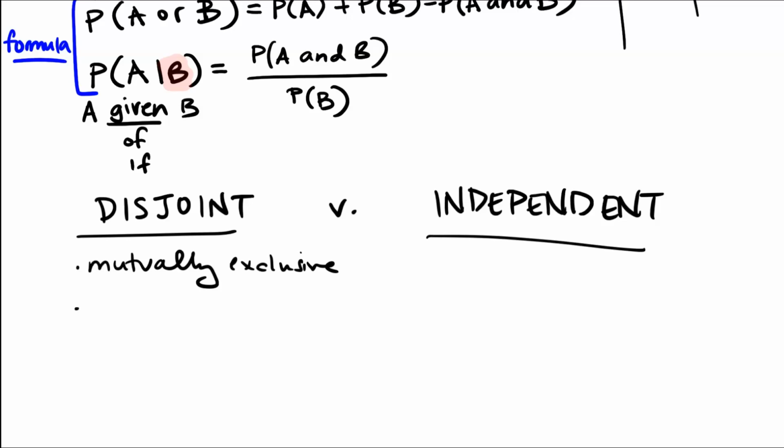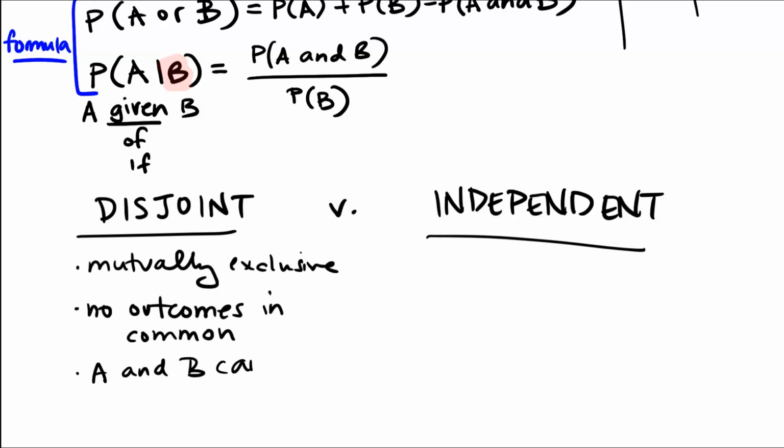These basically mean that they have no outcomes in common. So if you were to actually write out the event space, which we don't tend to do, you would not have anything in that overlap that you could sit there and say happened, right? So no outcomes in common, A and B cannot occur together. All right, so those are sort of our ideas of what these things mean.